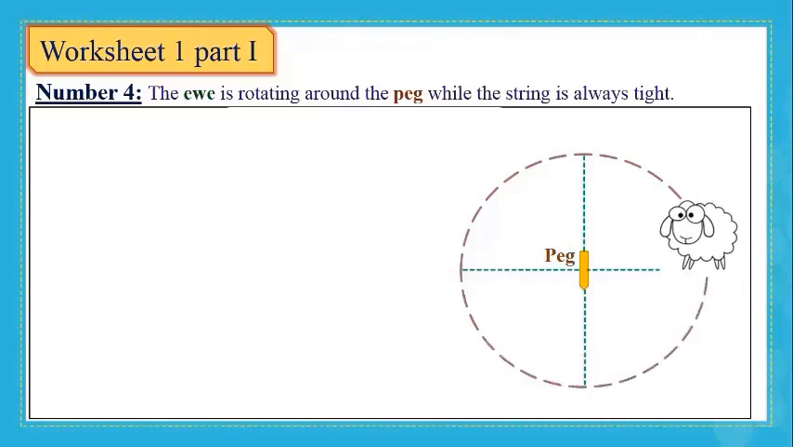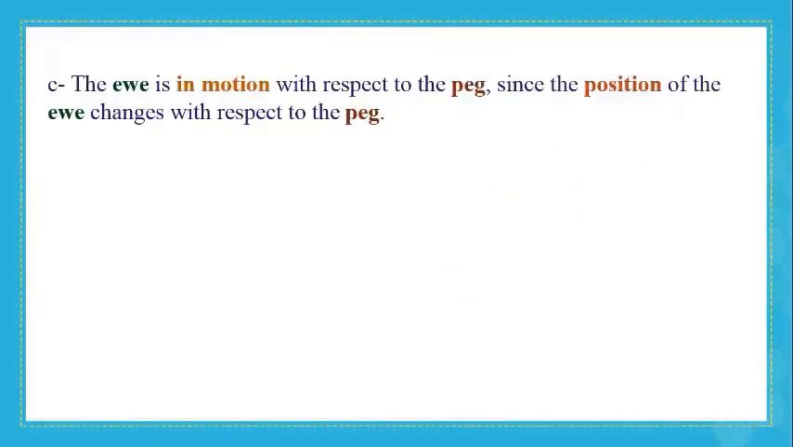The U is in motion with respect to the peg since the position of the U changes with respect to the peg. Now, let's answer part D. For an object to be in motion with respect to another object, its distance with respect to this object should change. Specify whether this statement is true or false.